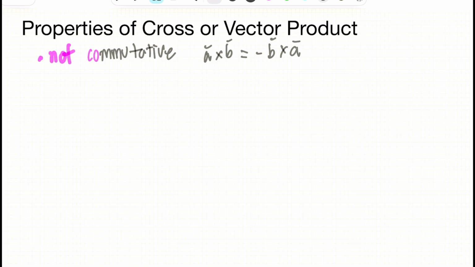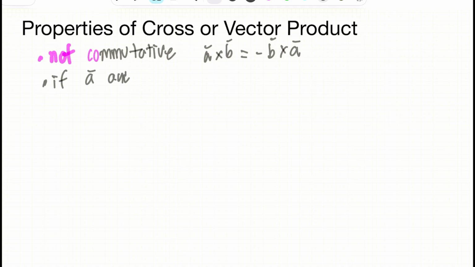So next I'm going to look at some properties of the cross or vector product. The first one is that it's not commutative. That is, A cross B is equal to minus B cross A. If you think of it in terms of the right-hand rule, if you're going one direction and then you reverse that direction, you're going to get a different direction for the vector. So it's not commutative.